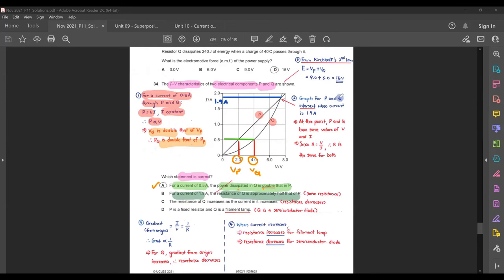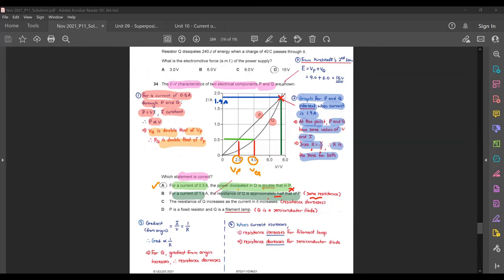The graphs P and Q intersect when current is 1.9 amps. At this point, P and Q actually have the same values of V and I. Since resistance is the ratio of V and I, R is actually the same for both. At this point, P and Q have exactly the same voltage, they have exactly the same current, and since resistance is the ratio of voltage to current, their resistance is the same. Here they say Q's resistance is half. This is wrong. They should be the same resistance.